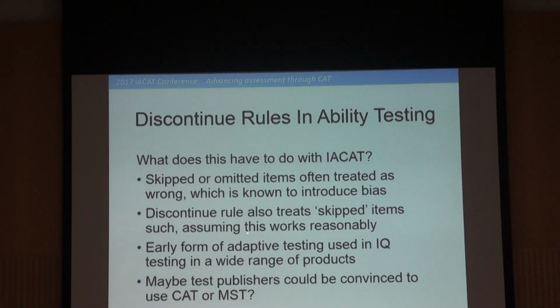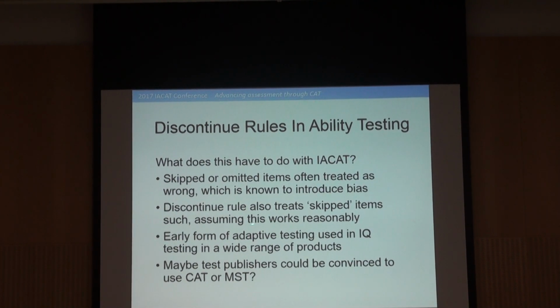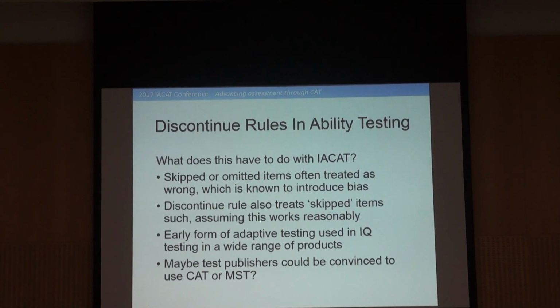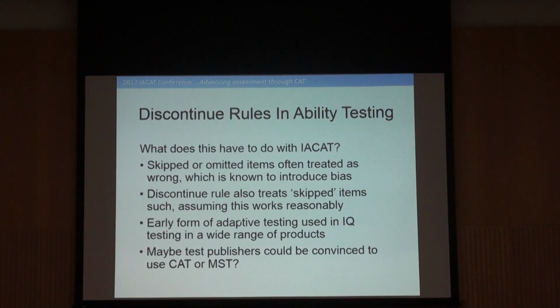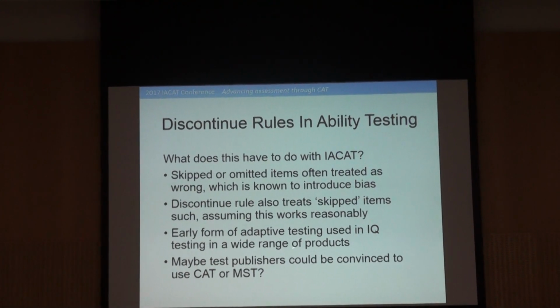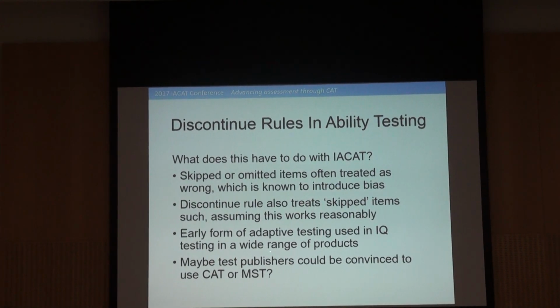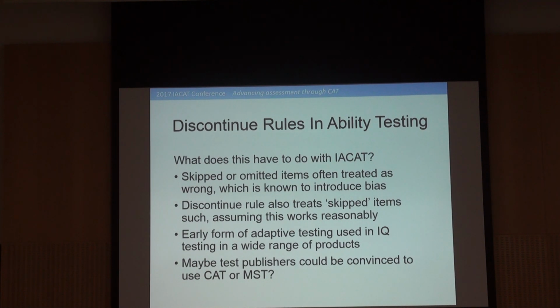Discontinue rules also use skipped items as wrong responses, essentially, and assume it's more or less reasonable to do that. Finally, discontinue rules are something that you could call an early form of adaptive testing used in IQ testing in an actually wide range of products. And maybe in the end, we can convince some of those test publishers to actually move to a real CAT or to use something like a shadow test approach rather than doing what they are doing right now.